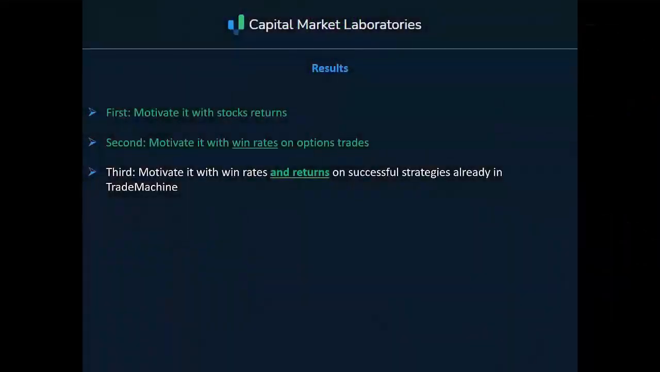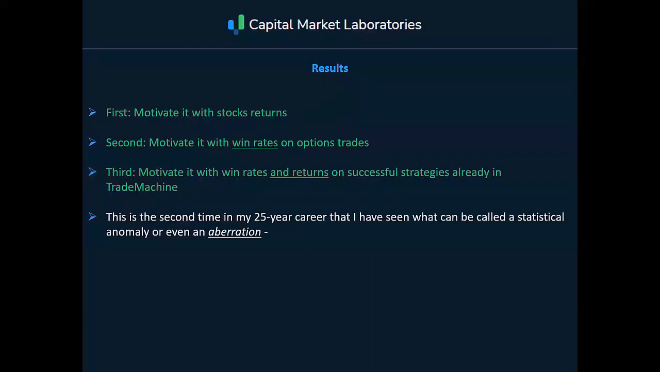And then I said I would motivate it with win rates and returns on successful strategies already in TradeMachine. I did that too. I showed stock. I showed 3 option strategies. I could have filled 5 hours with the strategies that exist in TradeMachine and how they've improved. This is the second time in my 25-year career that I've seen what can be called the statistical anomaly, or even an aberration. An aberration is a departure from what is normal, usual, or expected.